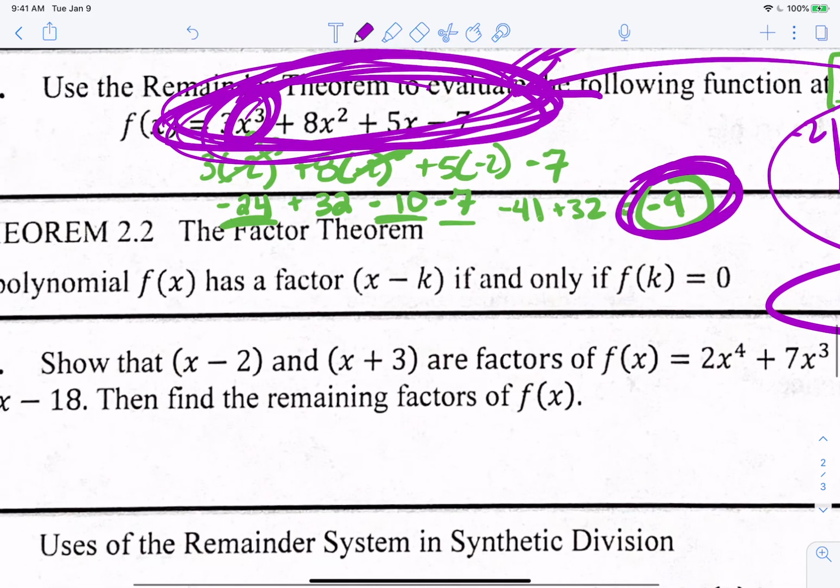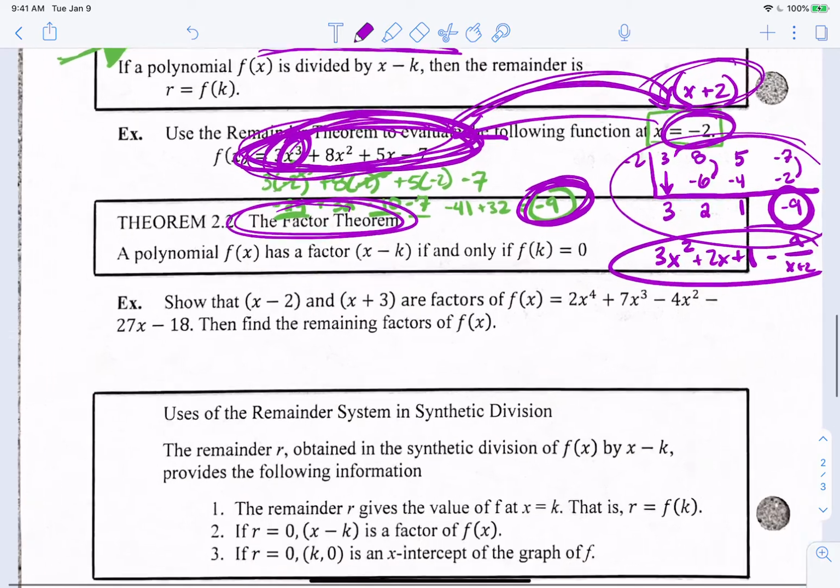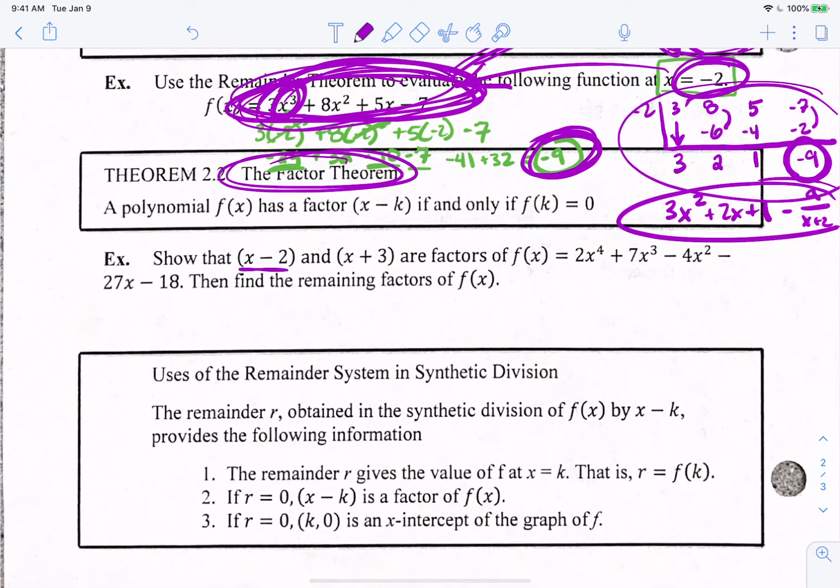Now, the next thing is the factor theorem. I'm just going to go down the example: show that x minus 2 and x plus 3 are factors of this function.